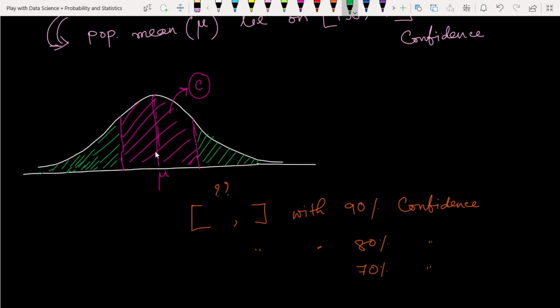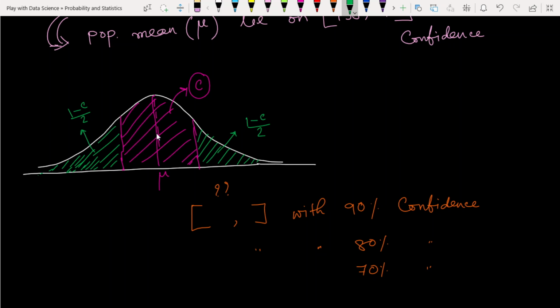Total area is 1. Okay, total area is 1. If this is C, the rest of the area is 1 minus C. This total green portion area is 1 minus C, and we have divided the green portions symmetrically. So now this portion will be (1 minus C) by 2. Similarly, this portion will be (1 minus C) by 2.